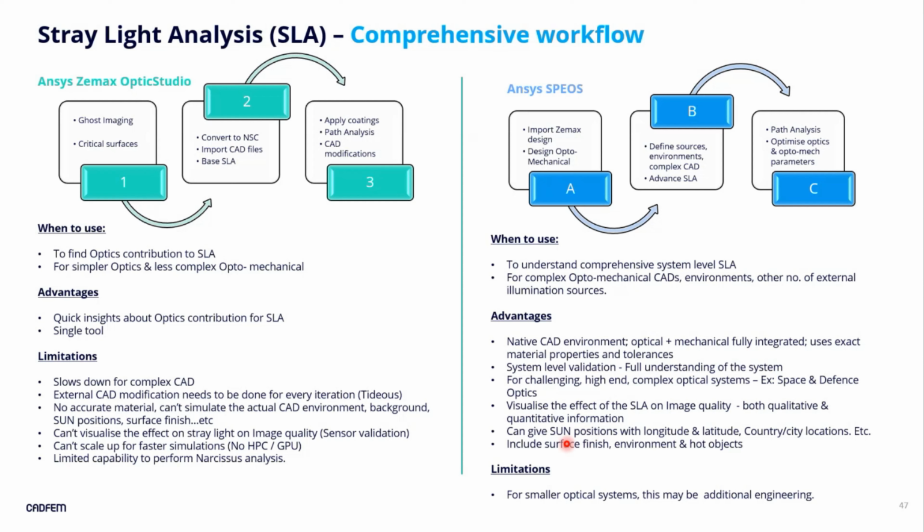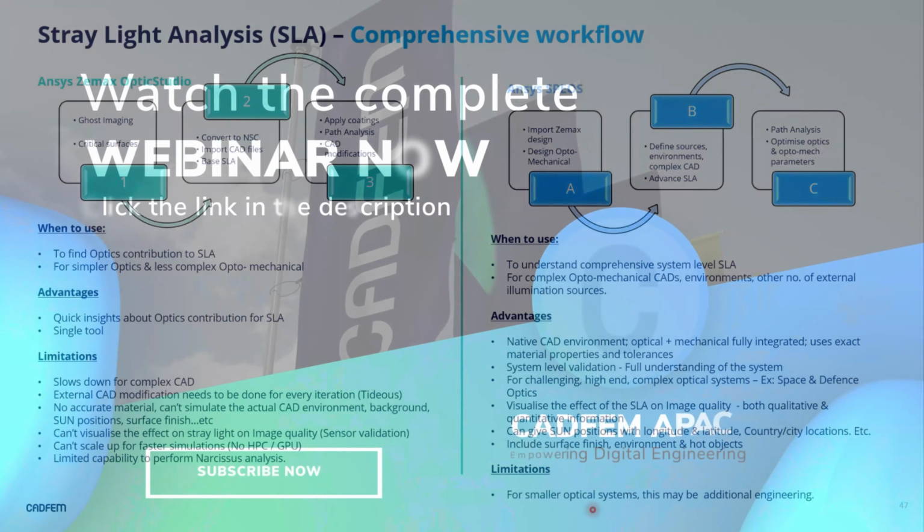You can perform DRI analysis, and you can create the sun position using latitude, longitude, and city and country locations. You can also give different materials and different finishes to the body, like rough surface or smooth surface, and understand the ray tracing accordingly. When it comes to smaller optics, Speos is completely system level, so there is a limitation for designing smaller optical systems in Speos. But once your optics design is done, Speos can take you to the system level for fully automated, system-level simulation analysis.